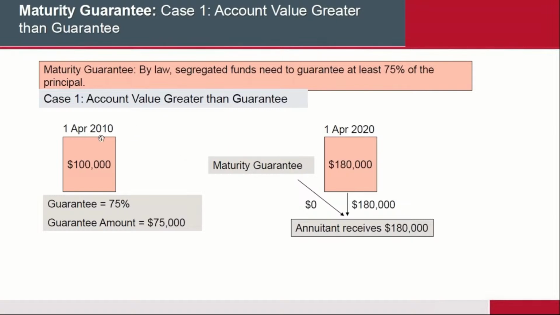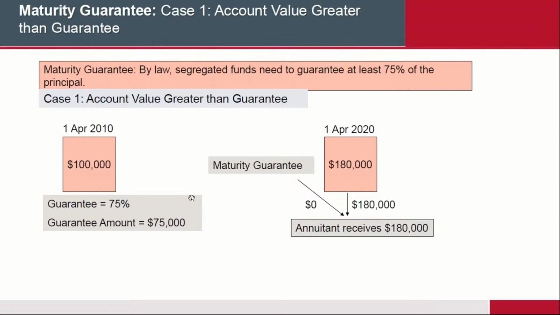So let's take an example here. We've got an individual who's going to give us $100,000 on April the 1st, 2010, and it's going to mature April the 1st, 2020. So 10 years down the line. The guarantee is 75%. So in a worst case scenario, no matter what happens to the market, you're going to get $75,000. That's your bottom line. In other words, your stop loss is $75,000. Obviously, if you make more, you're going to get more. But if it's less, you're going to get the $75,000.